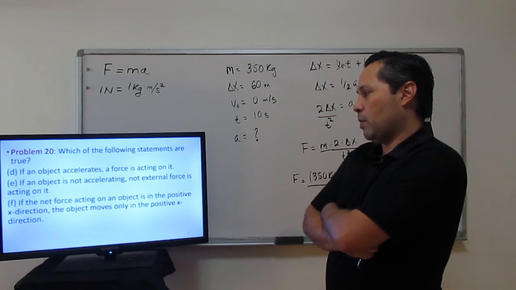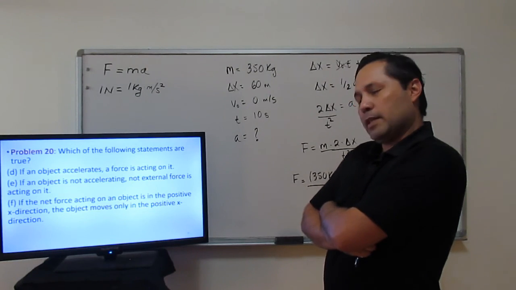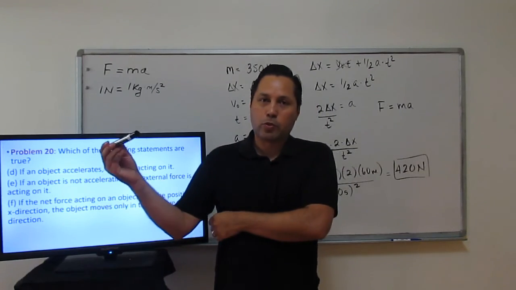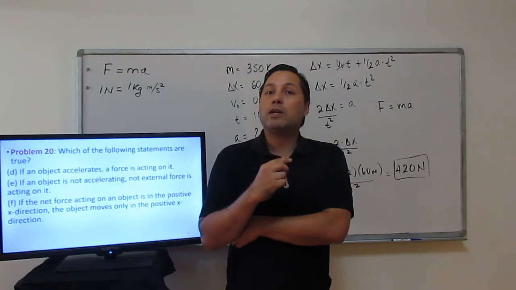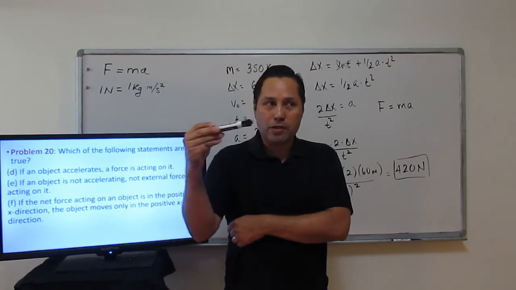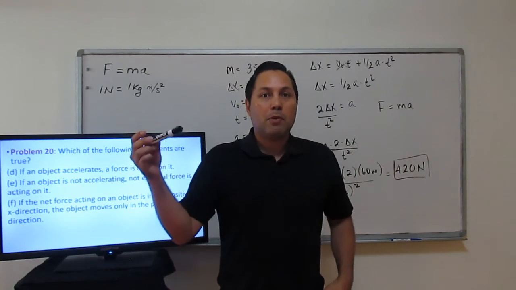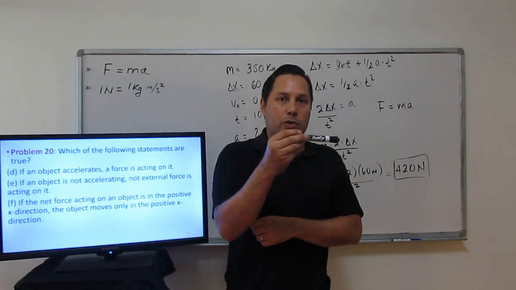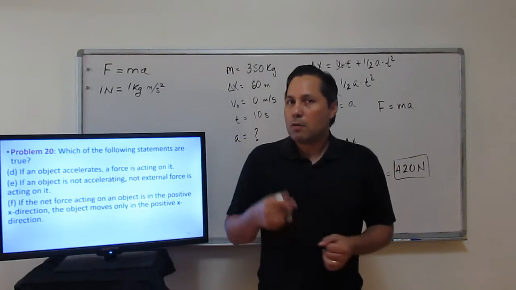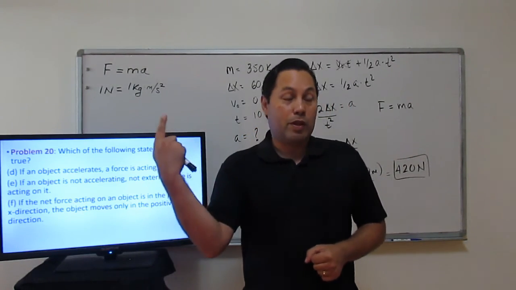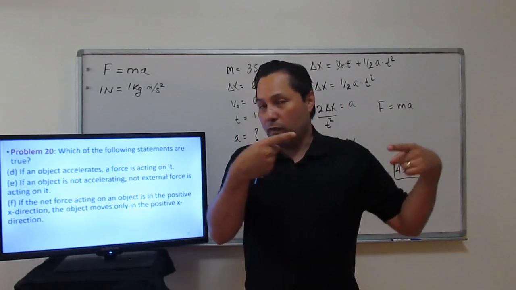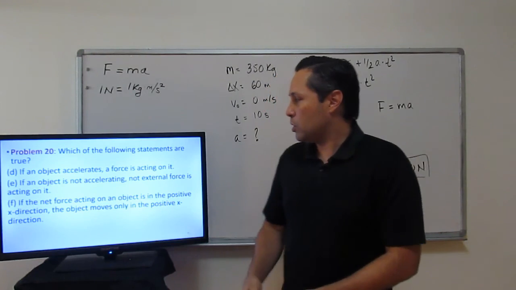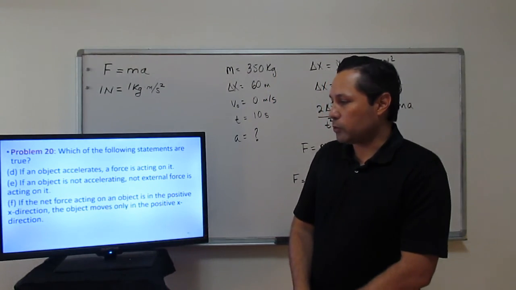Last one: if the net force acting on an object is in the positive direction, the object moves only in the positive direction. That is not exactly true. For example, you have an object going very fast, and you begin to slow it down. So it's moving in the positive direction, but you can have a force in the negative direction, and that will begin to slow it down and slow it down, eventually getting it to stop. So you can see how you could have an object moving in the positive direction and a force going in the negative direction. So it is possible. Therefore that statement will be false.